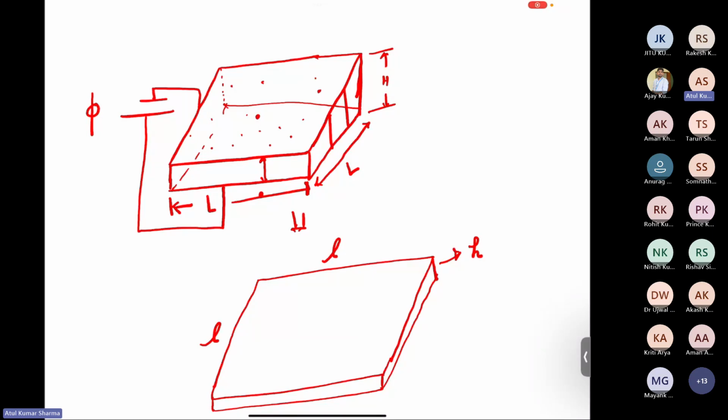Before application of a potential difference, its dimensions were capital L, capital L, and capital H. But when we apply this potential difference phi, this is the deformed configuration, so its dimensions become small l, small l, and small h. So now I'm defining the relationship between the dimensions of this object in both configurations.